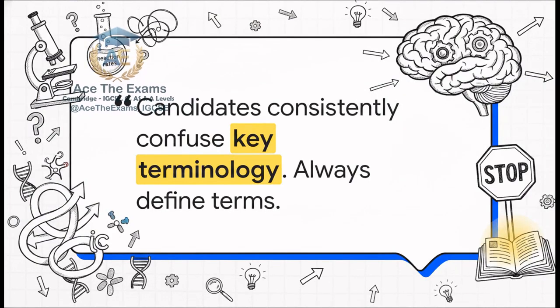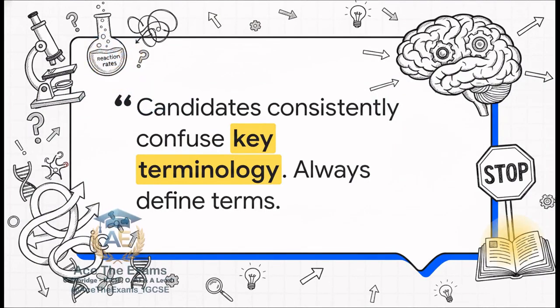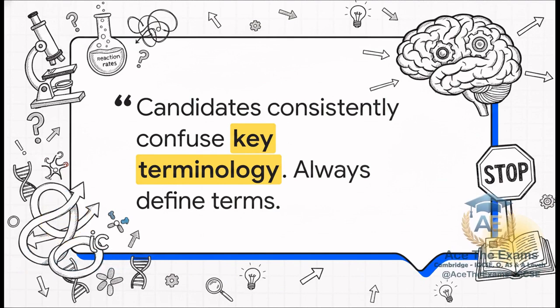Now, in just a second, I'm going to show you a hidden examiner clue that completely changes how you handle calculation answers. But first, you've got to internalize this urgent warning straight from the principal examiner report. Listen to this. Candidates consistently confuse key terminology. It's kind of an open secret in the grading room. If you launch into an extended response about reaction rates without first precisely defining your terms, you are bleeding marks. You always have to set the foundation first.